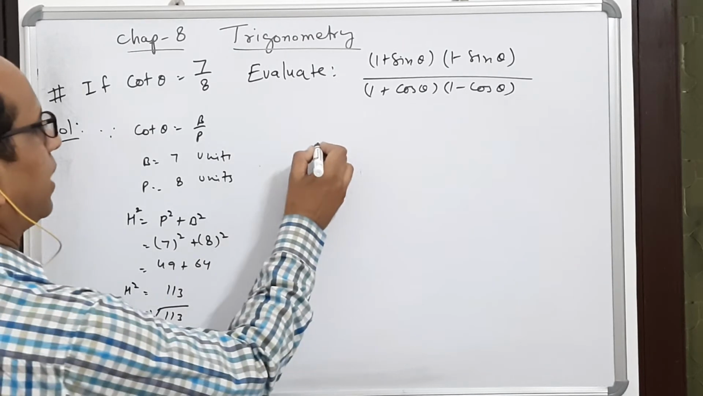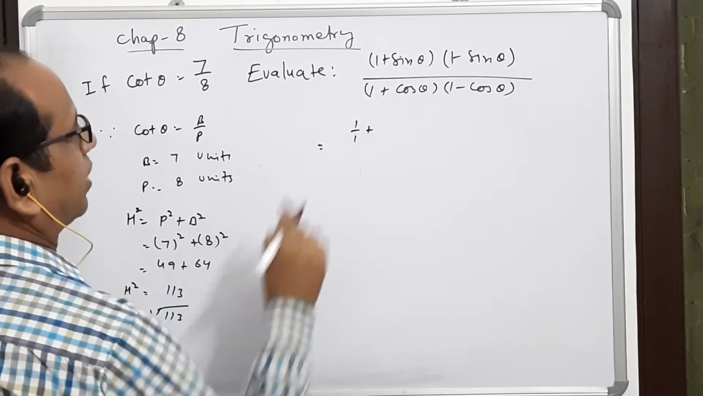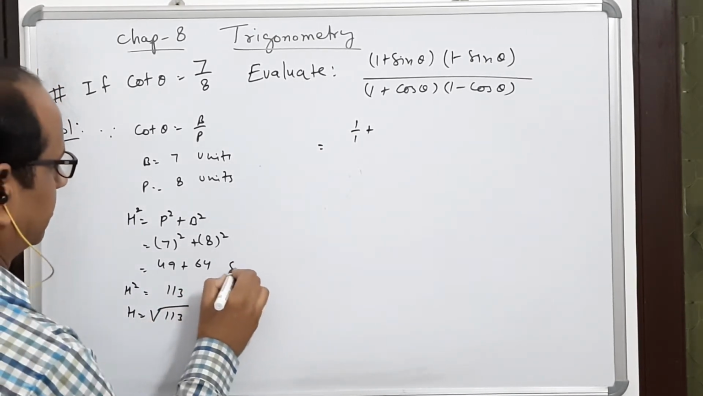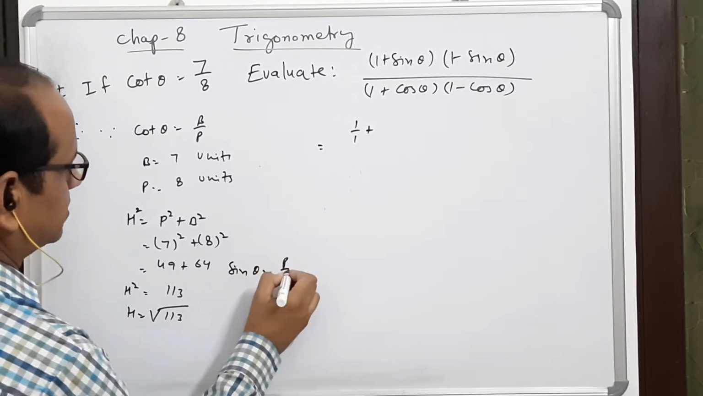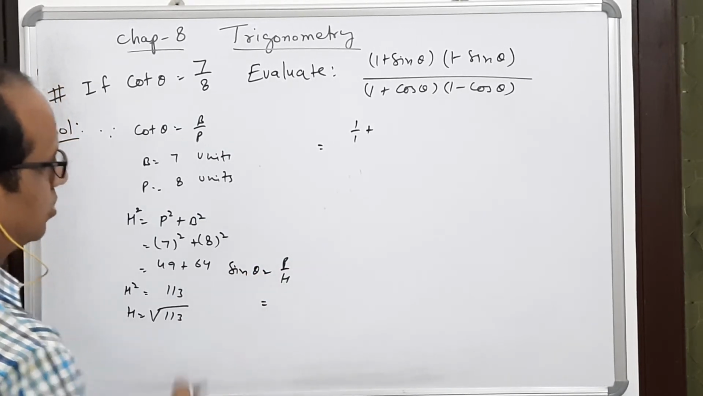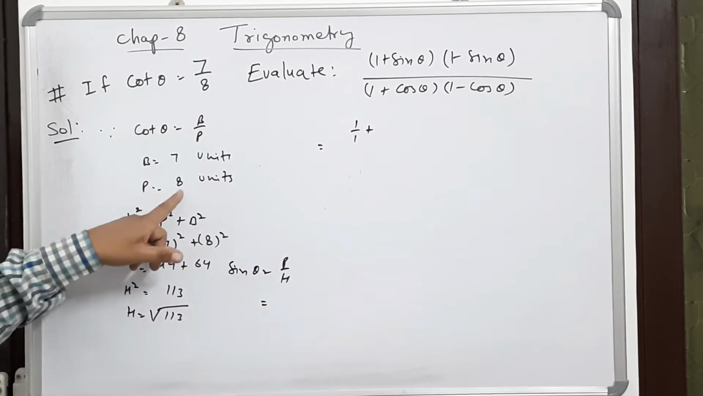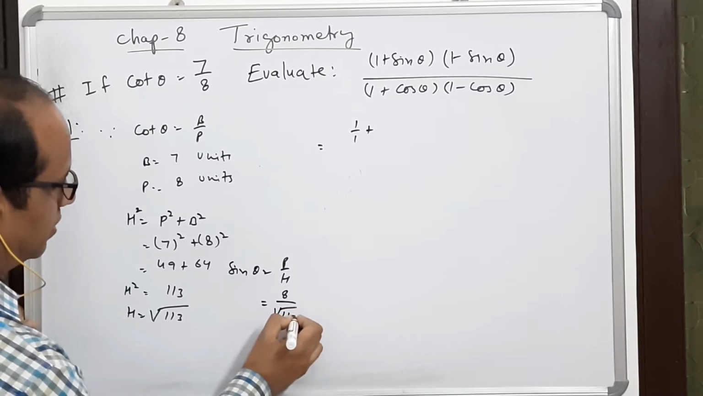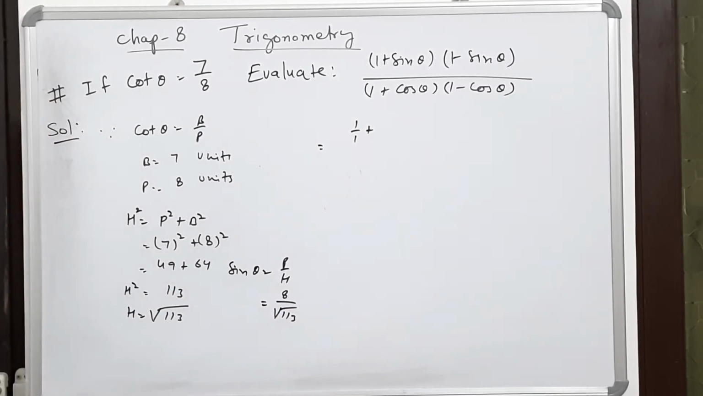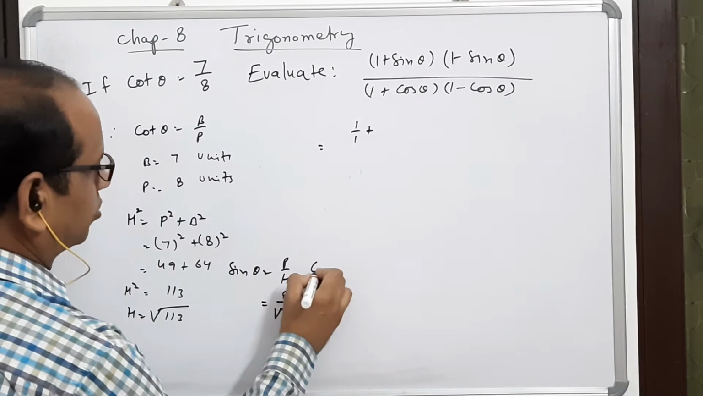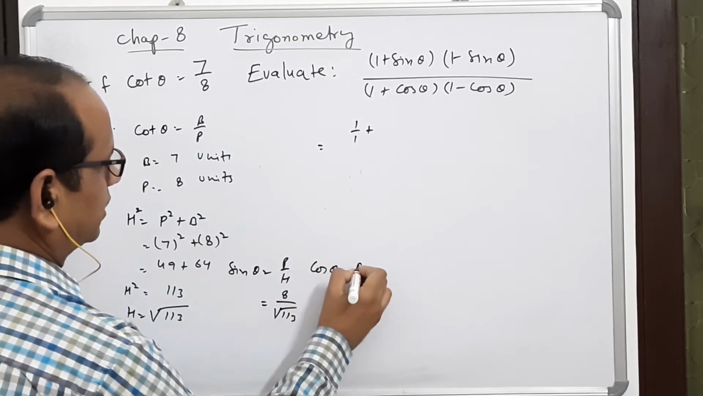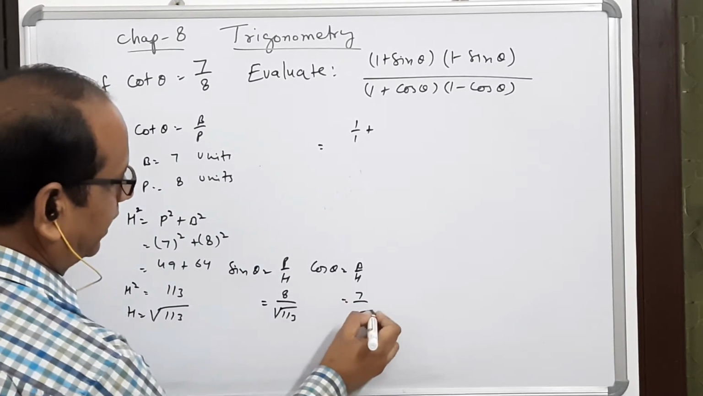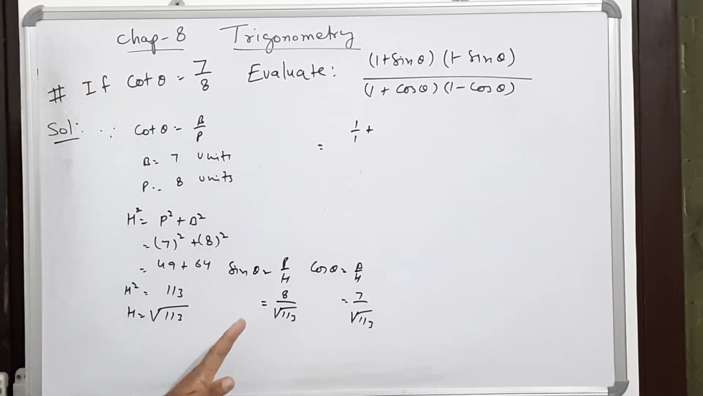Now I am coming to this part. What will be the value of sine theta here? Sine theta is p upon h. Now what is p? 8. So we write 8. What is h here? Root 113. So we are calculating this separately. Then I am talking about cos theta. Cos theta is b upon h. What is the base here? 7 upon root 113.